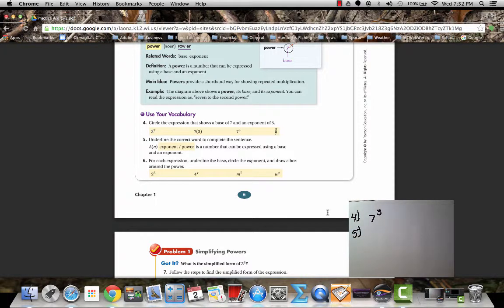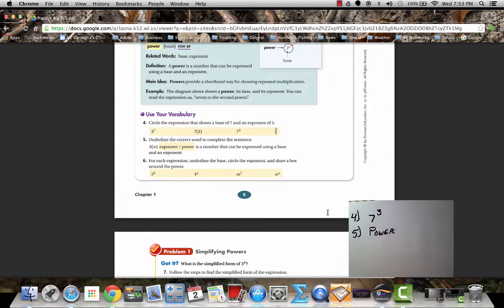Number 5. Underline the correct word to complete the sentence. A exponent or power, one of those we have to underline, is a number that can be expressed using a base and an exponent. Is an exponent using a base and exponent? No, a power is using the base and exponent.